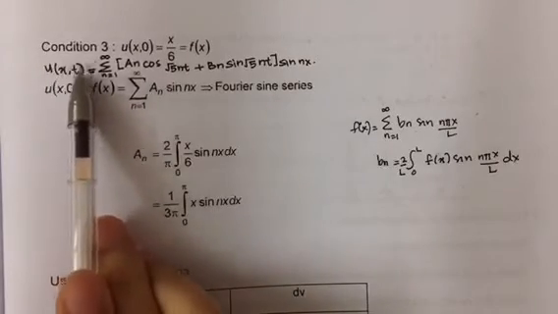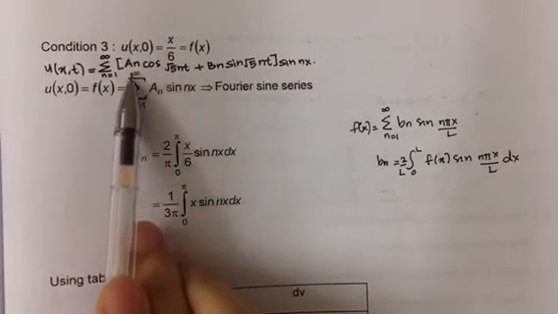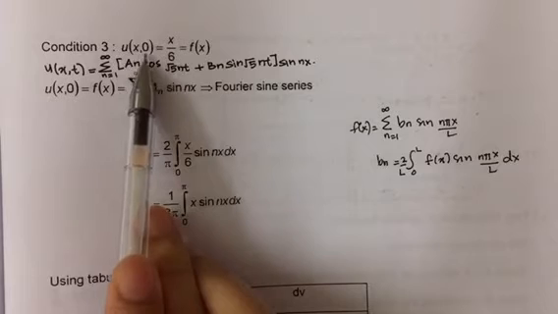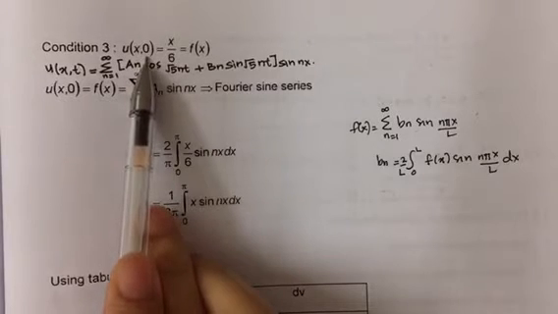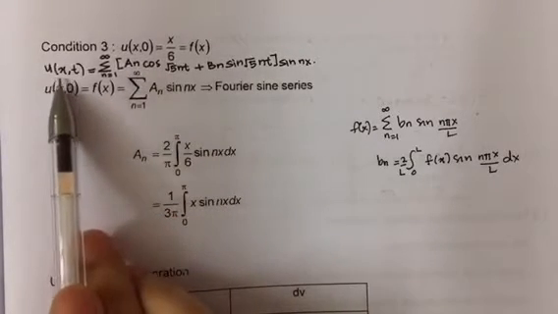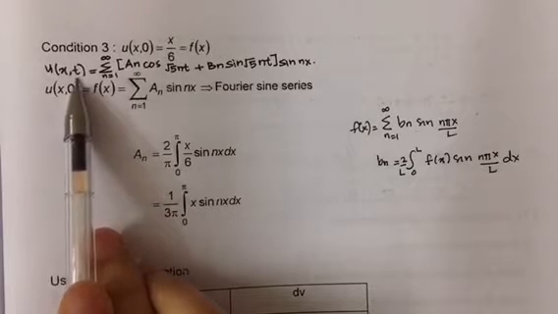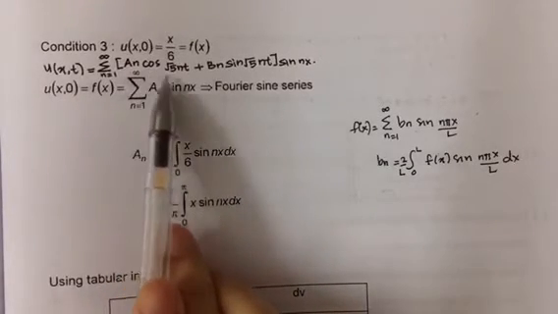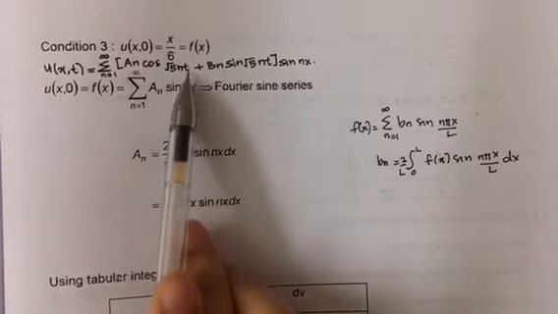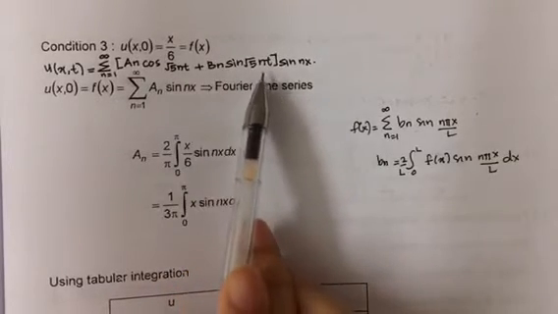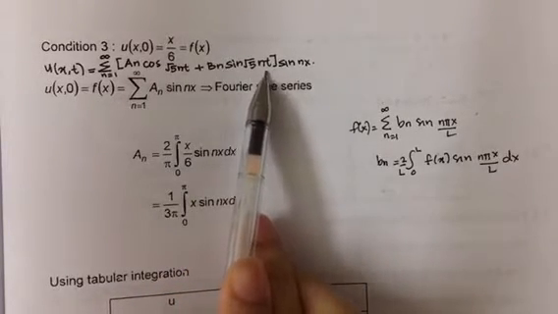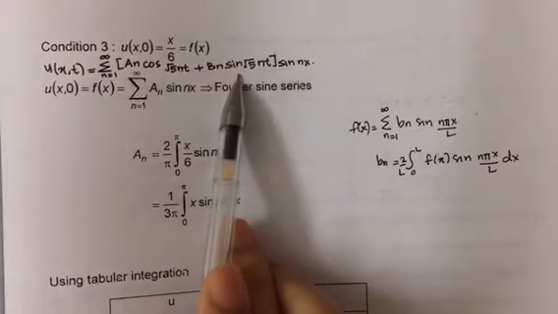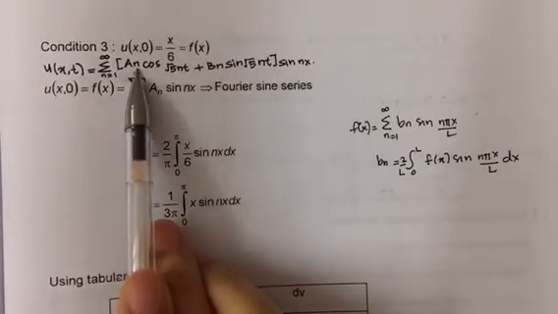Now we use condition 3 to find En. We substitute t equal to 0 into u(x,t). Replace this t by 0. So from En cos 5nt, replace this t by 0. Sin 0 is 0, so we only have En here.